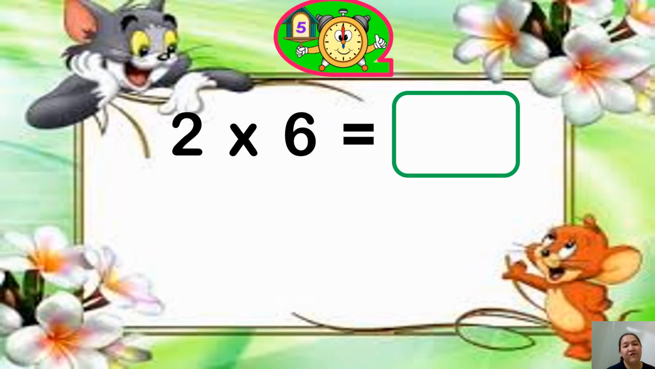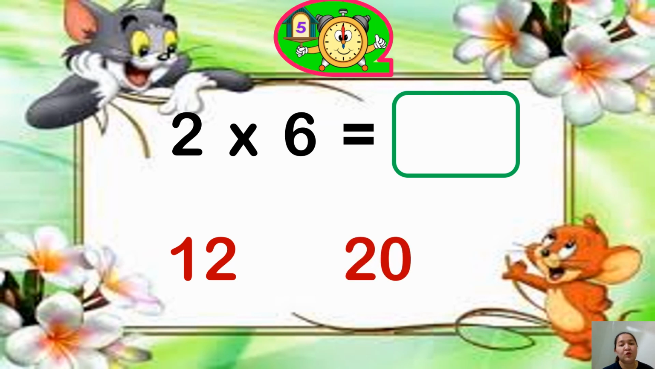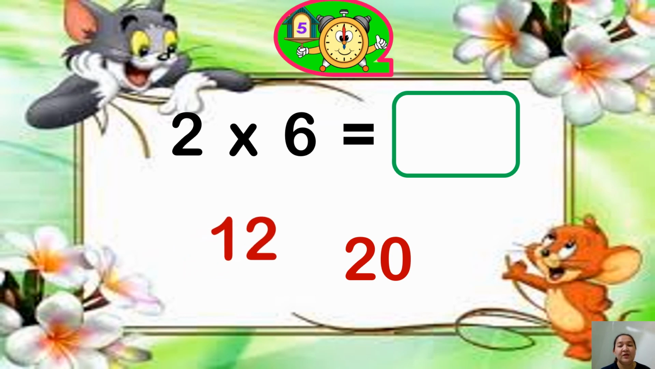Now, let's have a short activity. So answer these questions. 2 multiplied by 6 is equal to 12 or 20? What's your answer? Is it 12 or 20? Very good. The correct answer is 12.